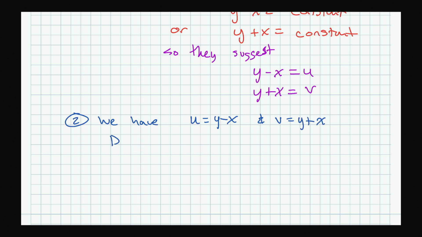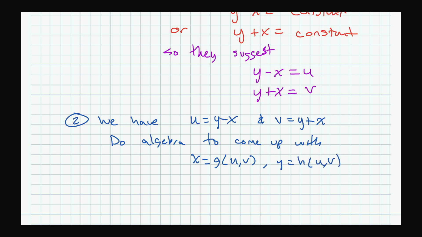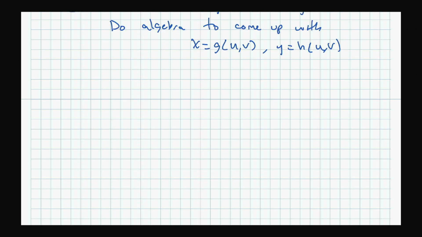We need to do algebra to come up with x as a function of u and v, and y as some other function of u and v. Okay, it's not as hard as you think. Well, I don't know how hard you think it is, but we have u equals x plus y, right? So let's call that equation 1. And equation 2 is v equals x minus y.